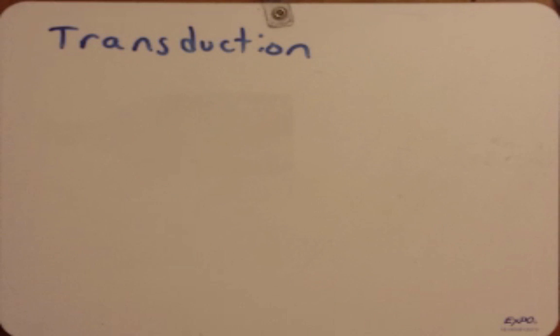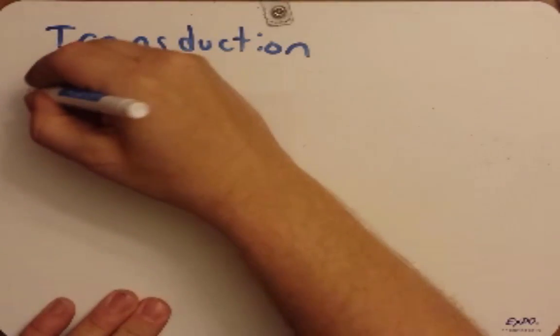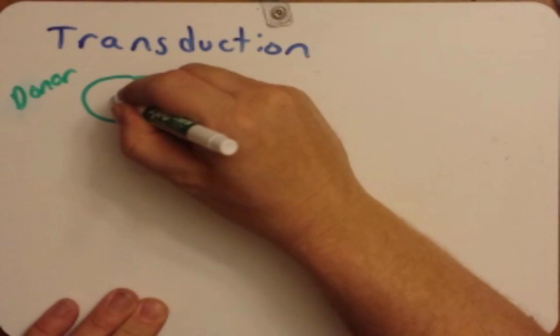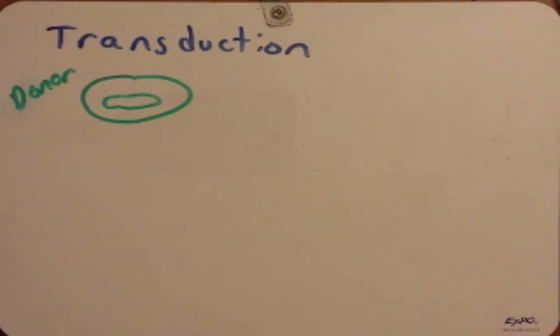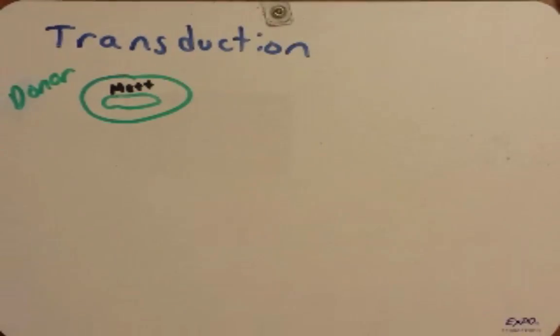We've talked a little bit about this type of horizontal gene transfer when we talked about the Hershey-Chase experiments. We just didn't at that time call it transduction. During the transduction, we begin by taking a donor cell. So this is our donor, and this is the genome in it. And let's say it has a gene on it, like methionine plus. So it's prototrophic for methionine. It can make its own methionine.